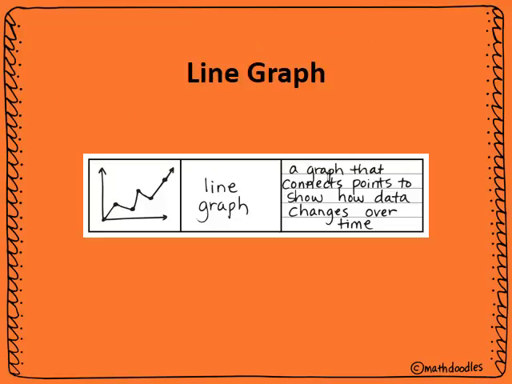So first, a line graph is a graph that connects points to show how data changes over time. That is the most important part, how data changes over time. So if you're showing how something changes from day to day or minute to minute, you're going to want to use a line graph. Your time frame always goes on the x-axis at the bottom, and the amount of change always goes on the side or the y-axis.